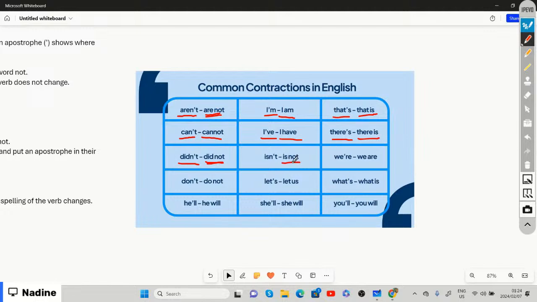Then we have "is not." It is not cold outside. It's like saying it isn't cold outside. We are going to the beach. It's like saying we're going to the beach. So we are going to the beach. Shorten that word. We say we're going to the beach.